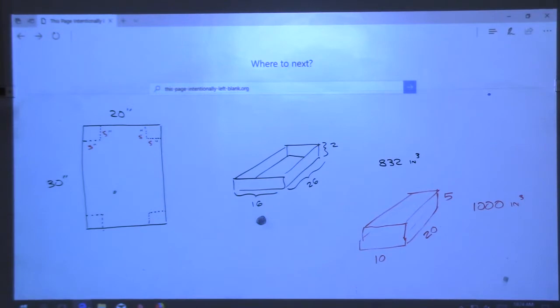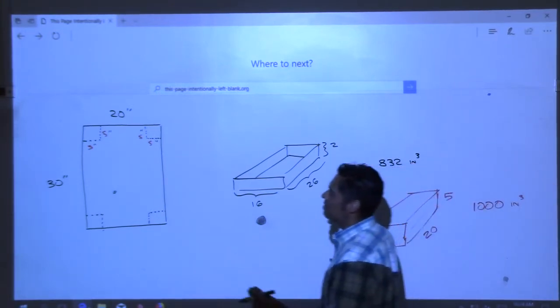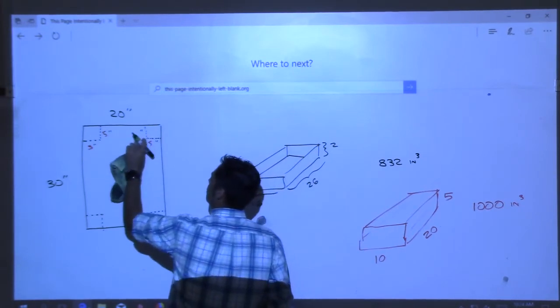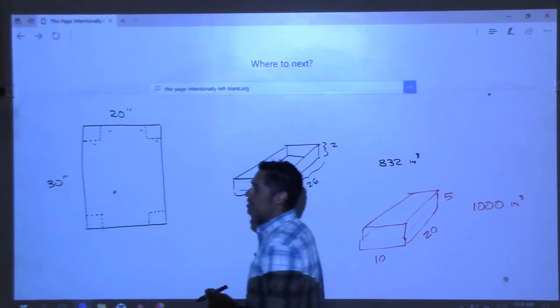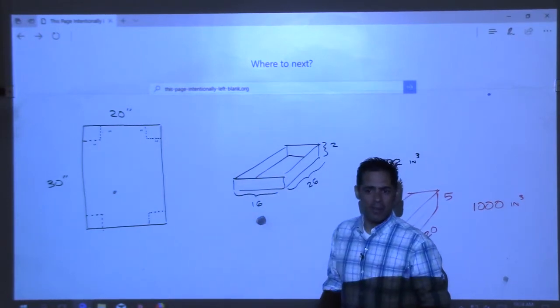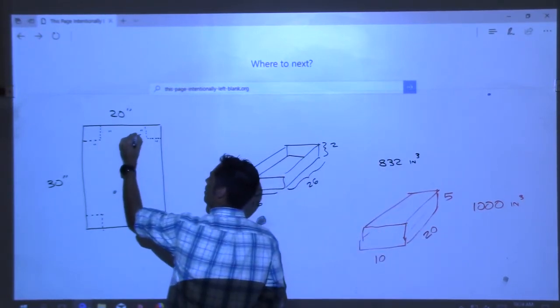Local minimum, local maximum. Okay, how? Yes, you're right. You show me. Okay, all right, so what we're going to do is look at it more abstractly, and we are not going to define what the cut is. We're going to leave it as a variable. So we're going to leave this cut as X inches.